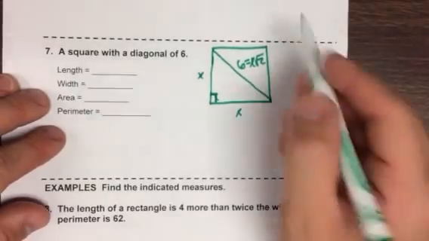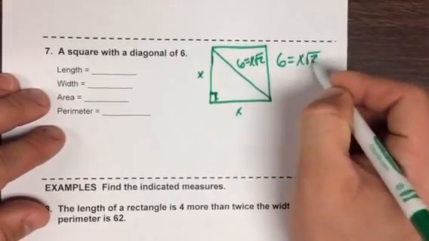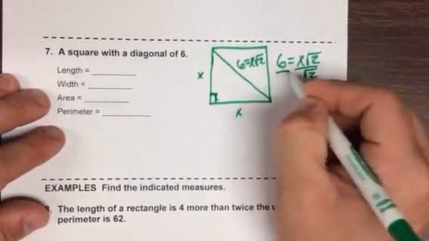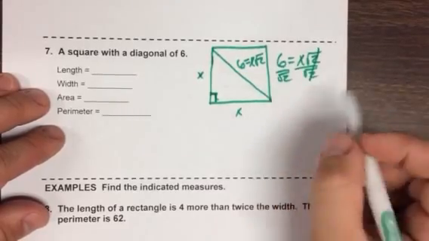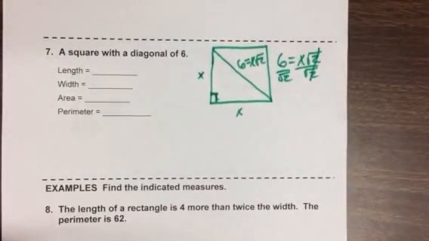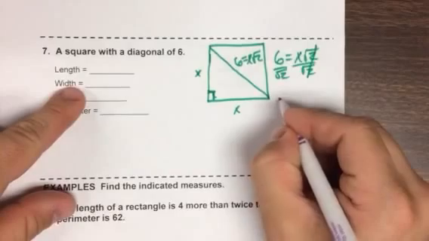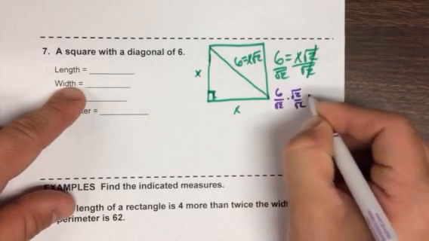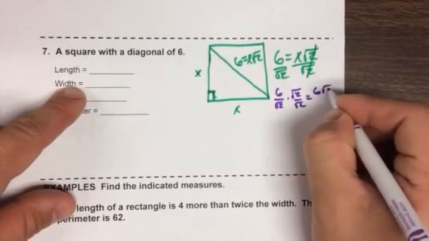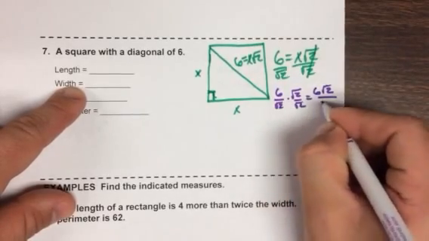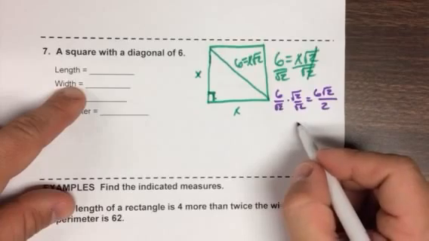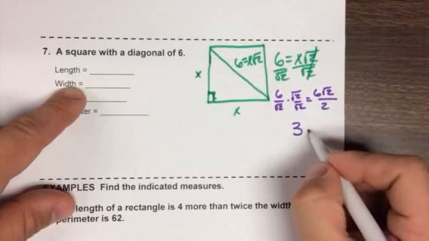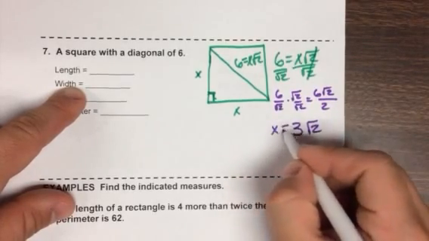Going back to our old rules, if 6 equals x radical 2, we need to divide both sides by radical 2. And x equals 6 over radical 2. If you remember your shortcut, great, you can use that. Divide by 2, move the radical up. Or if you don't remember your shortcut, you've got to say 6 over radical 2 times radical 2 over radical 2, which is 6 radical 2 over 2. 6 divided by 2 is 3 radical 2. And that would be x.